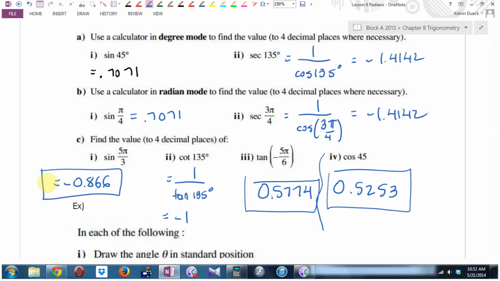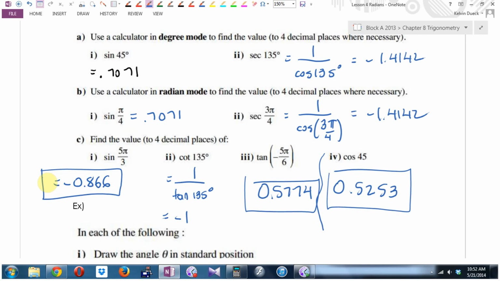See if you get what I got. I got negative 0.866. I got 0.5774. And I got 0.5253. Is that right? Yeah. Someone else got that, I hope? Yeah? Okay. A little bit more, we're done.